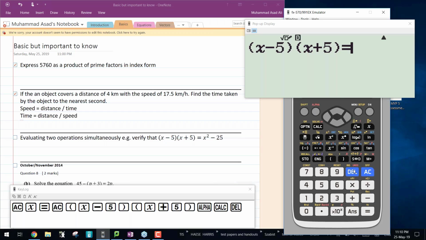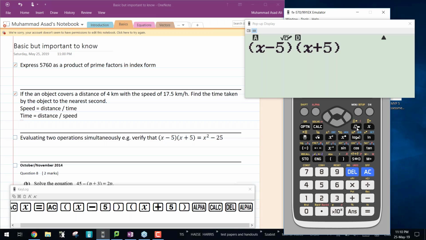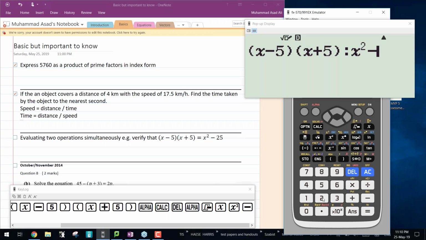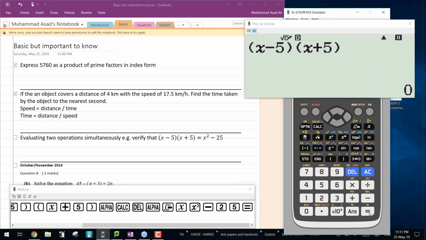So now it's equal. Or if you want to do separate calculations, press alpha and this integral button, and then x square. So x and then square minus 25. Once I press equal, in the first equal I will get the answer of the first portion, and then by pressing another equal I will get the answer of the second portion. For the first it's 0 because the value of x was 5, so 5 minus 5 is 0, 0 times 10 becomes 0, and the other part is also 0.